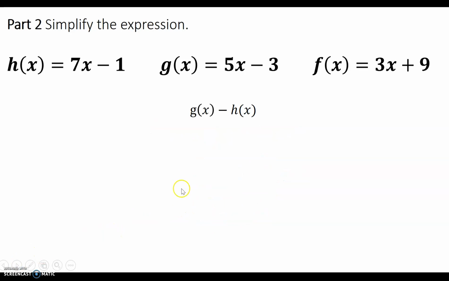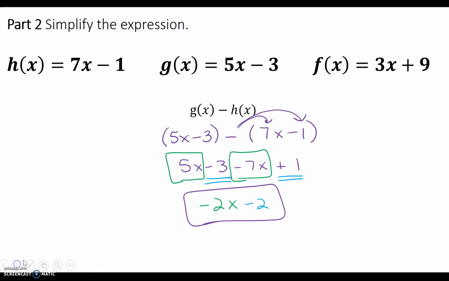And then the next one that I have for you guys is g of x minus h of x. This one's a tiny bit different. So I'm starting with g of x, which is 5x minus 3, and then I'm going to be subtracting 7x minus 1, because that's h of x. However, when I set this up, hopefully you're noticing that if I'm subtracting something in parentheses, I have to distribute the negative. It's almost like there's a -1 here that I have to distribute to the 7x and to the -1.